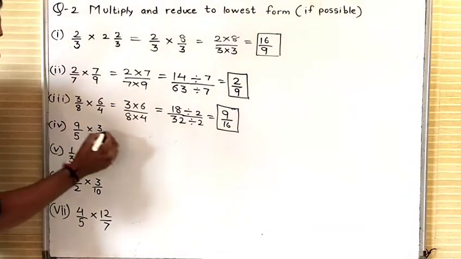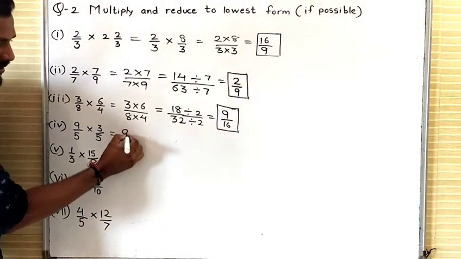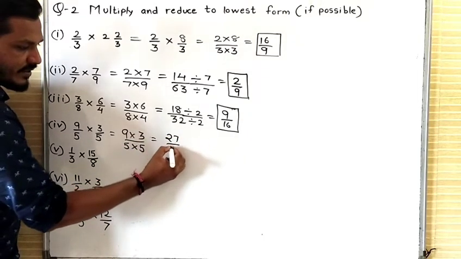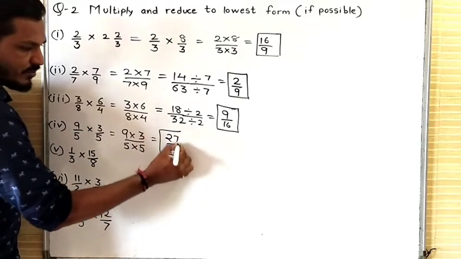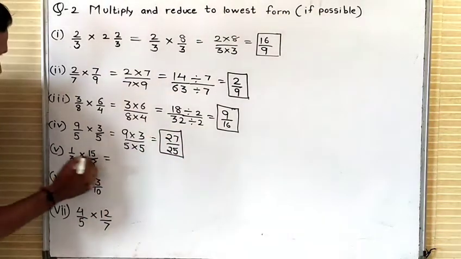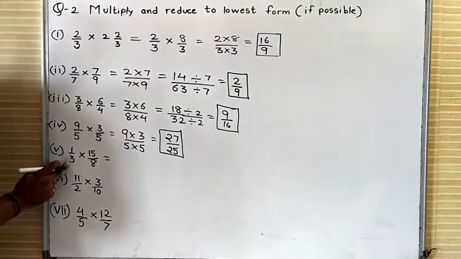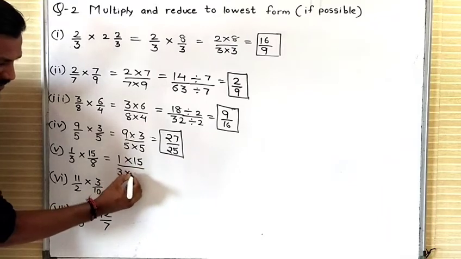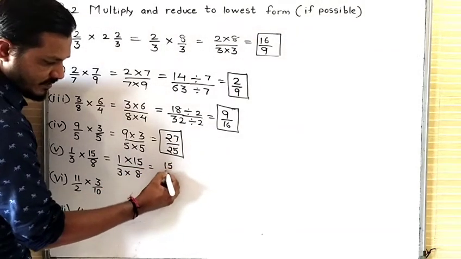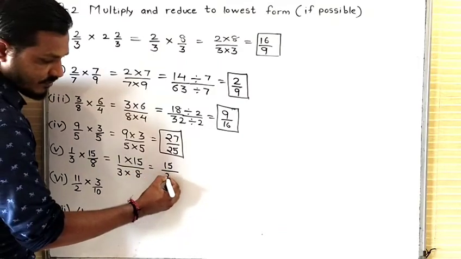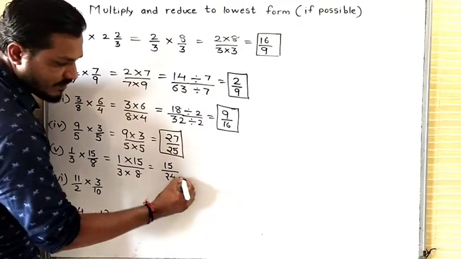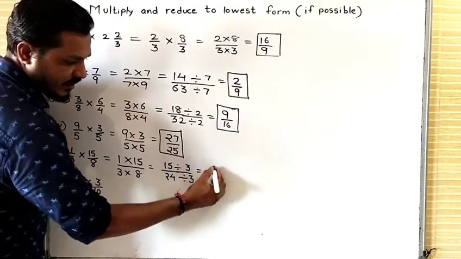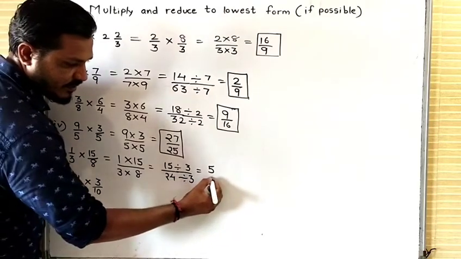Then next one is 9 3s are. So 9 3s are and 5 5s are. 9 3s are 27 and 5 5s are 25. Here also not possible to reduce. Next one, 1 by 3 into 15 by 8. Here 3 5s are 15, possible. So first you multiply. 15 ones are 15. 3 8s are 24. Both values possible to divide by 3. So put divide by 3. 15 divide 3 gives 5 and 24 divide 3 gives 8.